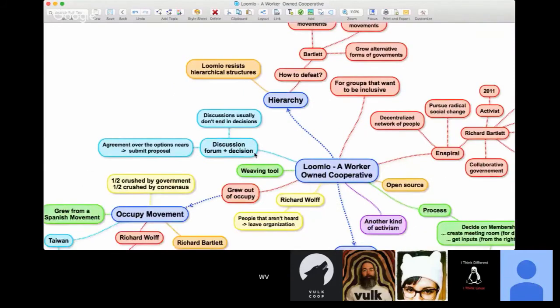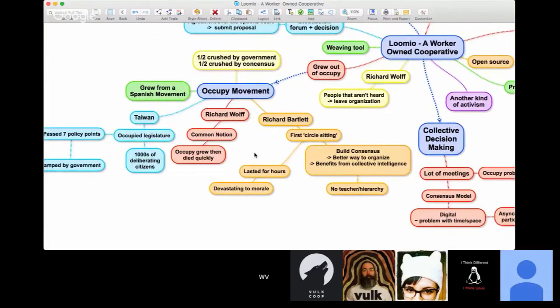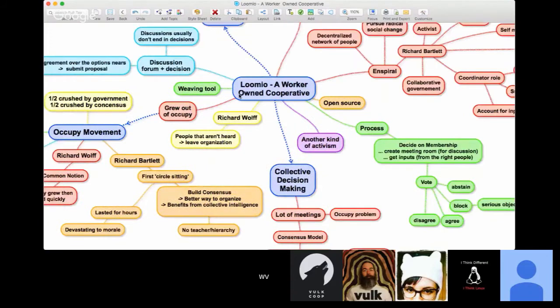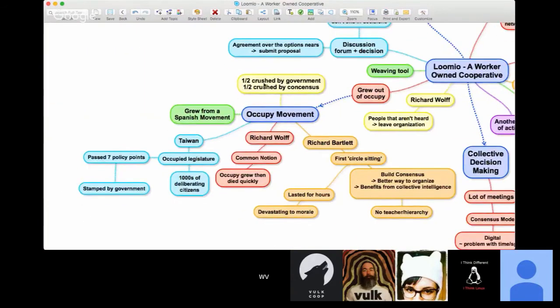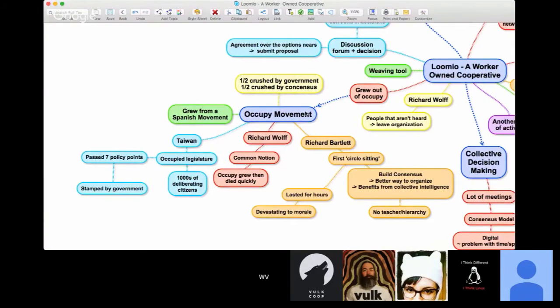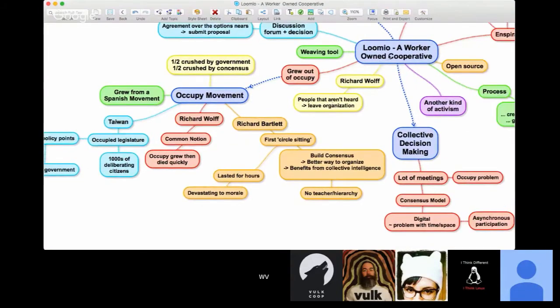Okay. All right, let's describe this Occupy movement, because I have not done a whole lot of studying of the Occupy movement, first person experiences and stuff like that. Now, Richard Bartlett said that the Occupy movement was, half of it was crushed by the government. The other half was crushed by consensus, which is what made him think about or work on Lumio, this consensus problem with the circle sitting, right?